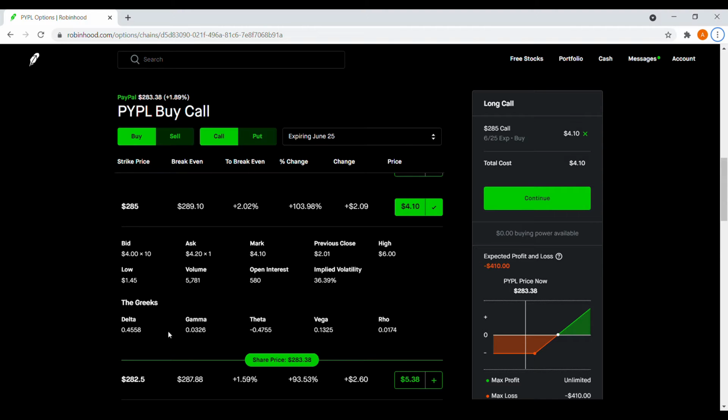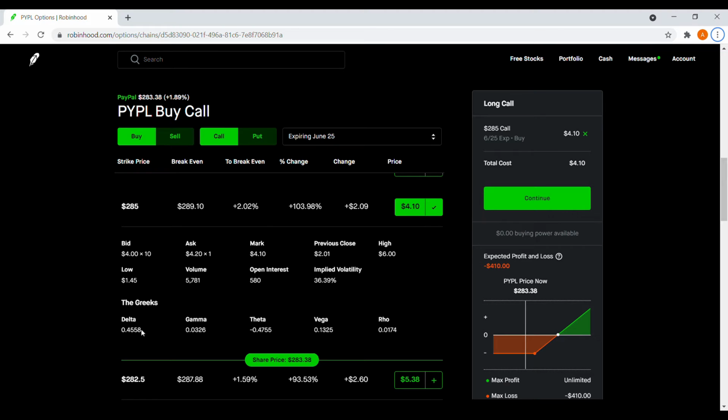So first, we're going to be going over delta. Delta is the most important. Delta's domain is the price. It identifies how an option's premium may change if the stock price changes by $1. So in this instance, 0.45, for every dollar PayPal goes up, your premium price goes up by 0.45, and vice versa. For every dollar it goes down, your premium price goes down by 0.45.